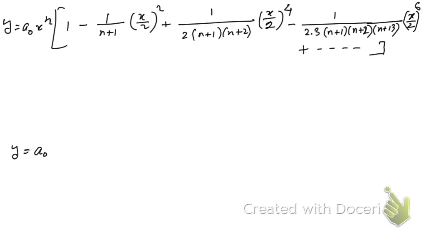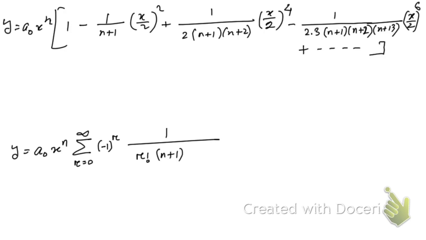a naught x to the power n summation r is equal to 0 to infinity minus 1 to the power r 1 by factorial r (n plus 1)(n plus 2) dot dot dot (n plus r) into (x by 2) whole to the power twice r. Let me show you how.